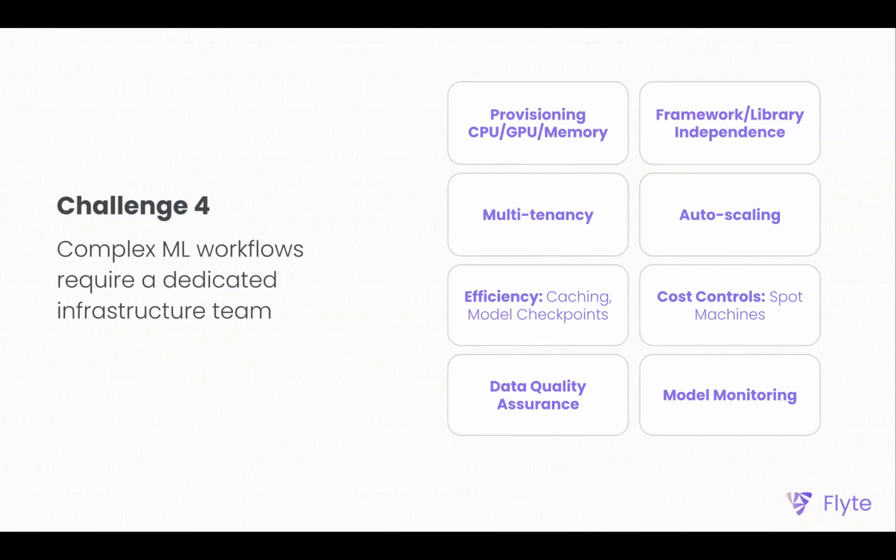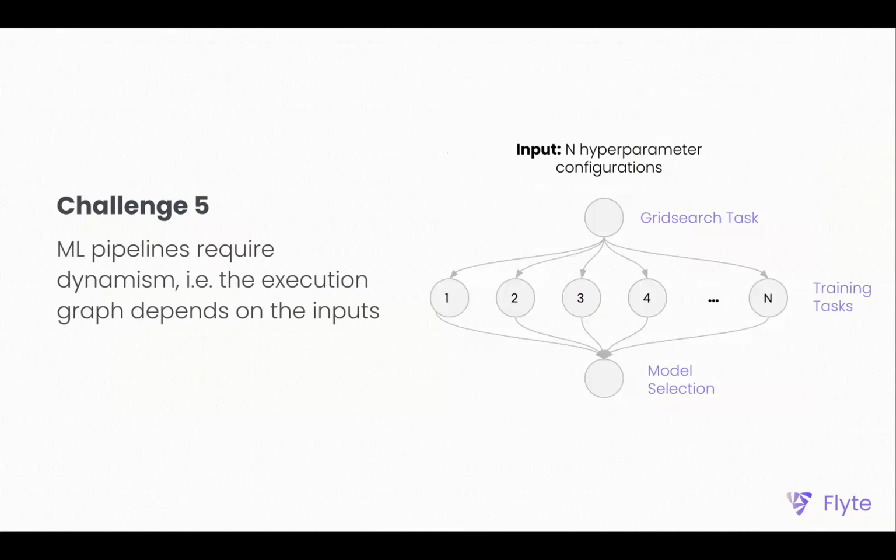And then finally, the last challenge I want to hone in on is that ML pipelines require dynamism. So instead of a static DAG, directed acyclic graph, you might want your execution graph to depend on the inputs. A good example of this is grid search, where the input is the set of hyperparameters you want to train over. And if you say n hyperparameter settings, I want n training jobs to run, right? This is not unique to ML, but it's just one good example of this dynamism challenge.